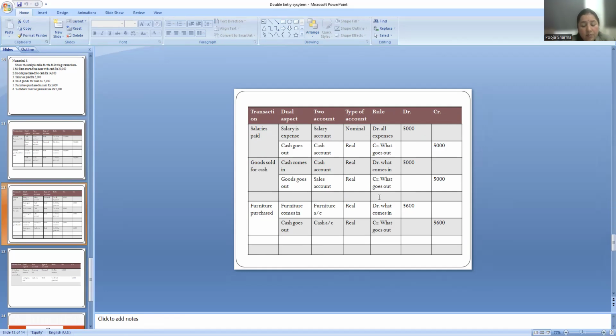And all the assets and properties, again I'm repeating it, all the assets and properties come in the real account. So we will see the real account. Remember this thing here: it is not necessary that the rules are different for debit and credit. In the last two examples you have seen that the real account rule is applicable for both the debit and the credit.